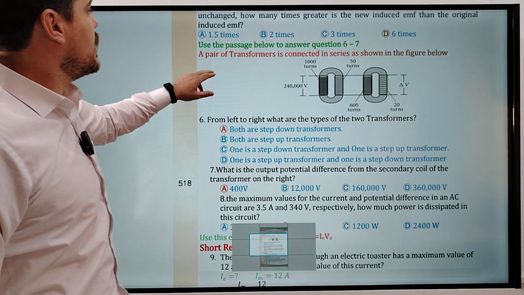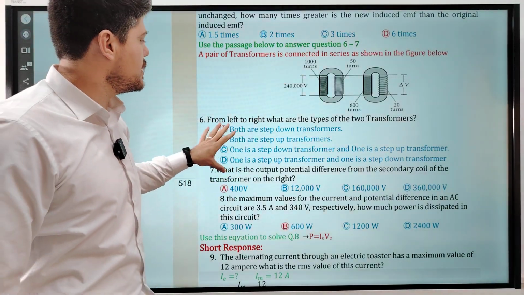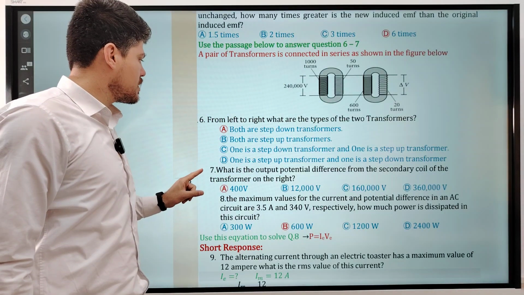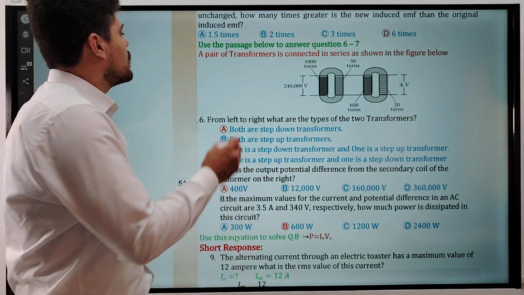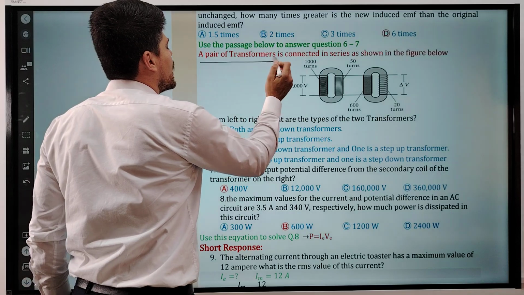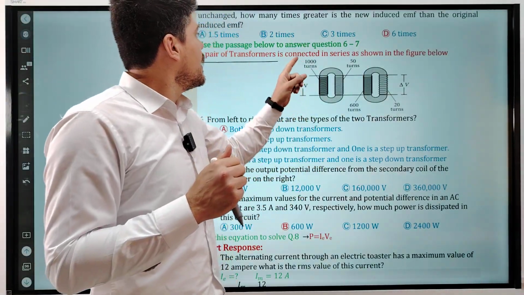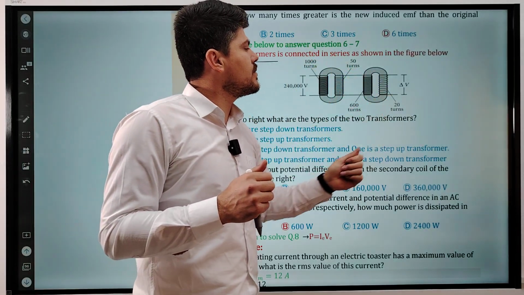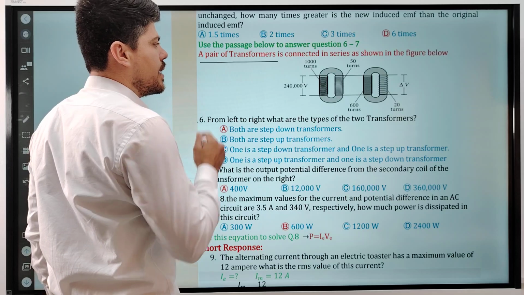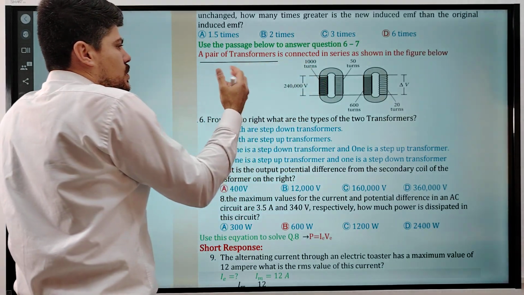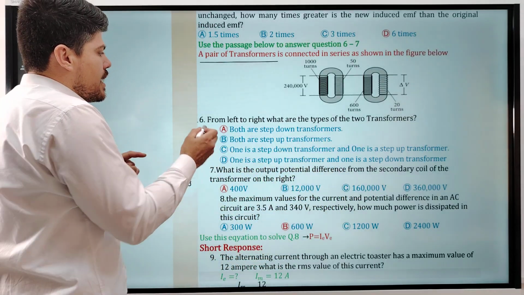Use the passage below to answer question 6 and question 7. So it means that question 6 and question 7 relate to this figure. A pair of transformers, which means that we have 2 transformers, connected in series as shown in the figure below. How many transformers do we have? We have 2 transformers, okay? But I don't know which one is the first transformer and which one is the second transformer.